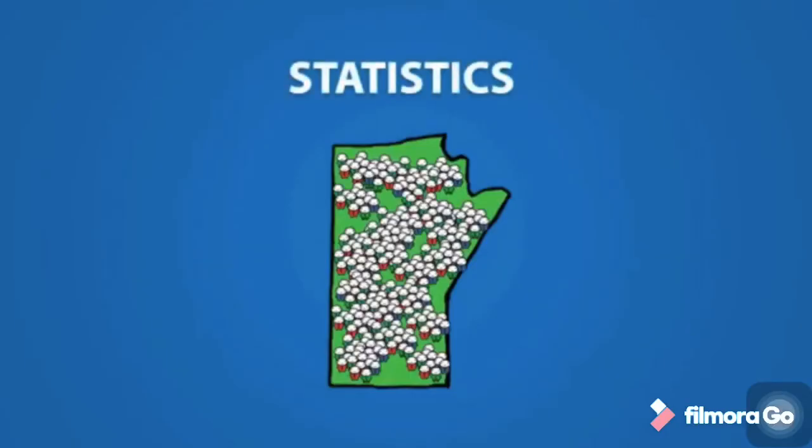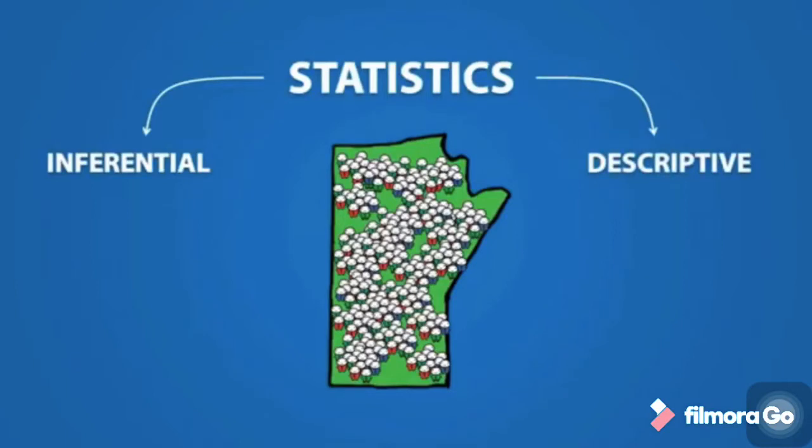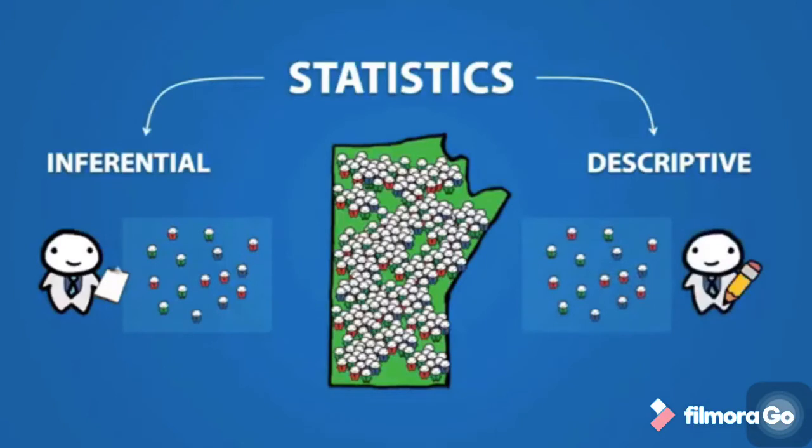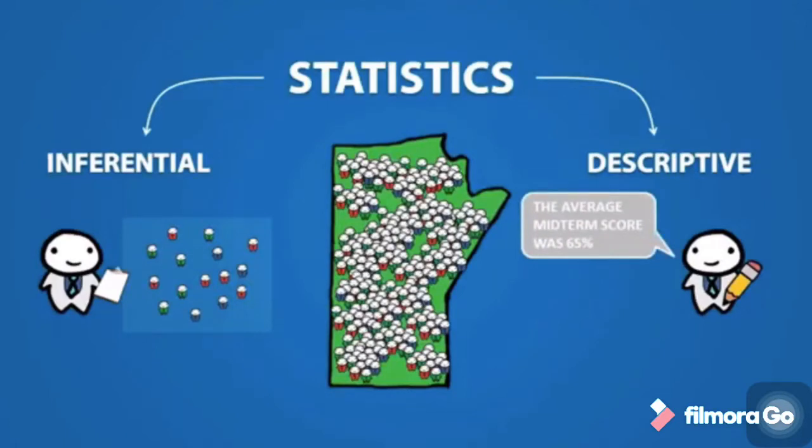There are two kinds of statistics. There is inferential statistics and there is descriptive statistics. Inferential statistics deals with taking a sample and analyzing that sample to make judgments or claims about a population. Descriptive statistics refers to getting data and talking about it. So when you hear a professor say something like, the average midterm score was 65%, they are using descriptive statistics.